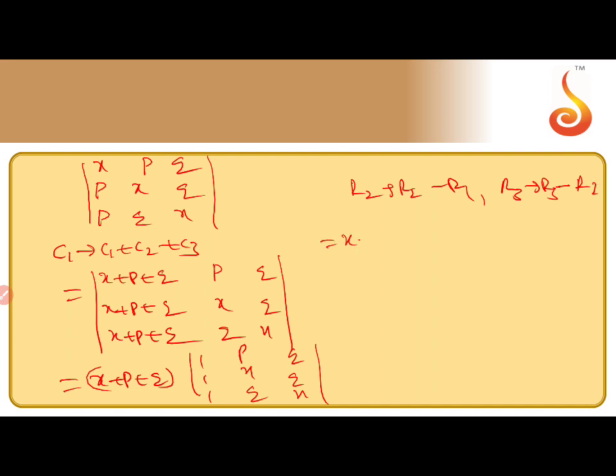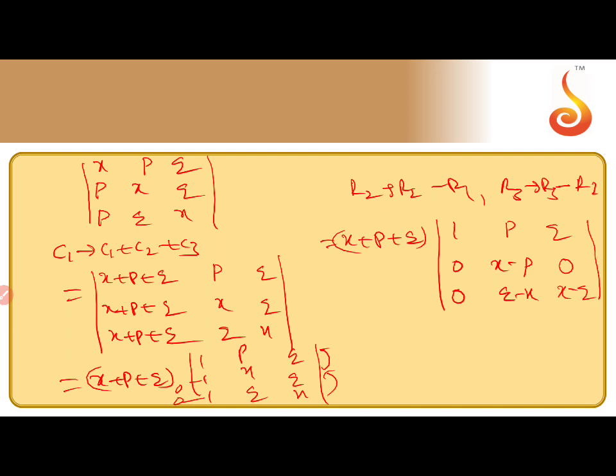Now we have the factor x plus p plus q outside. I make these two positions 0, meaning subtract these two, subtract these two. Our first row is the same. The second row is 1 minus 1 is 0, x minus p, q minus q is 0. The third row is 1 minus 1 is 0, and next we get q minus x, x minus q. Is this clear? Now you can solve the question.